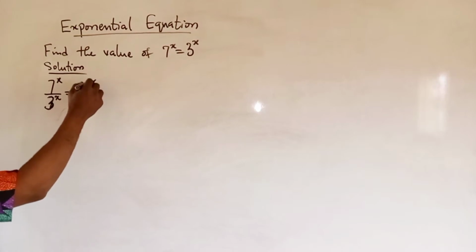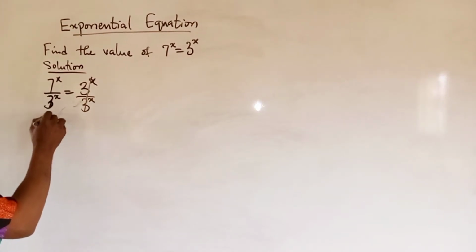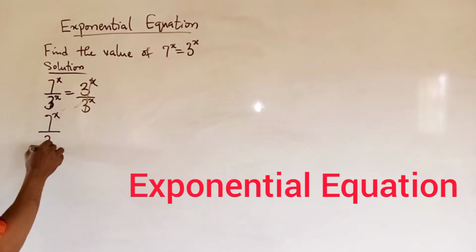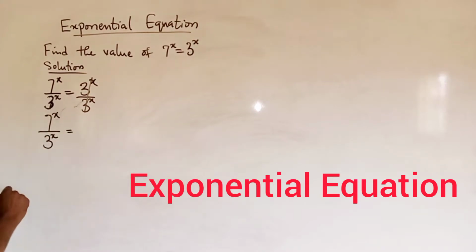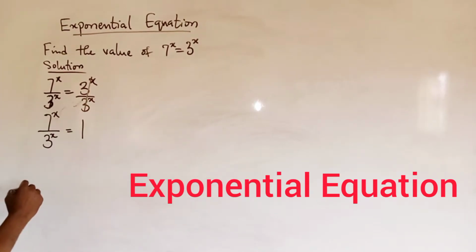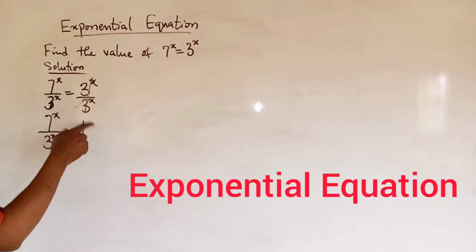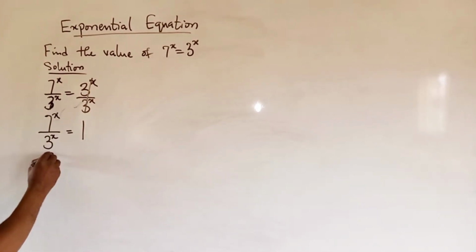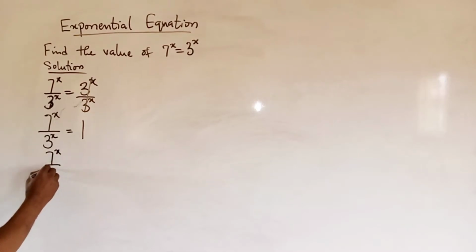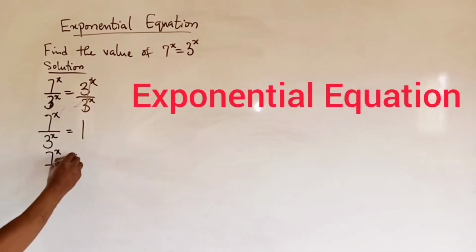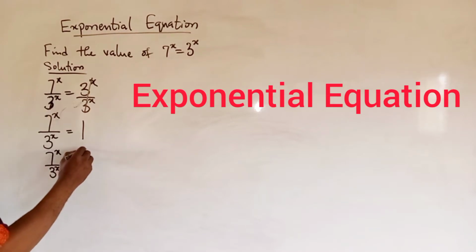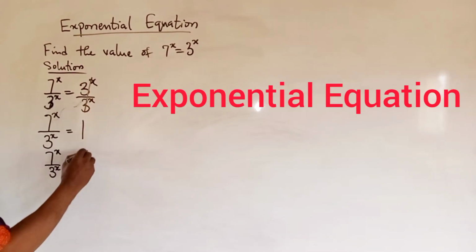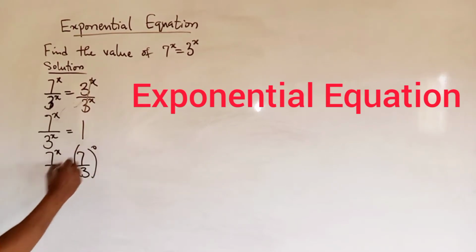Now, this will give us 1. We have 7 raised to power x divided by 3 raised to power x. Then this is 1. Now, we know that anything raised to power 0 is 1. So you have 7 raised to power x divided by 3 raised to power x equals 7 divided by 3 raised to power 0.